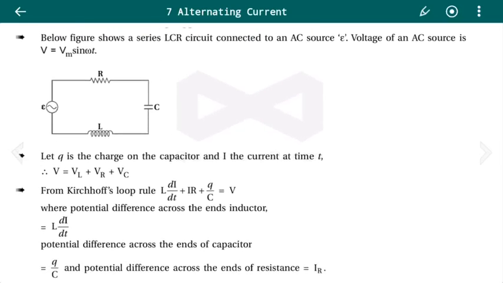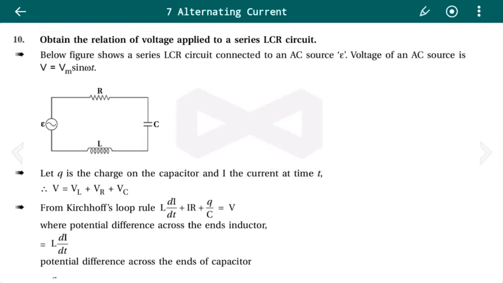So students, up to here first you note down, and then we will be seeing the relation between the voltage and the current in the given circuit. So first note down this.